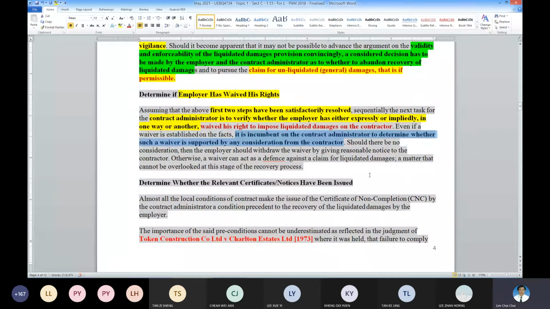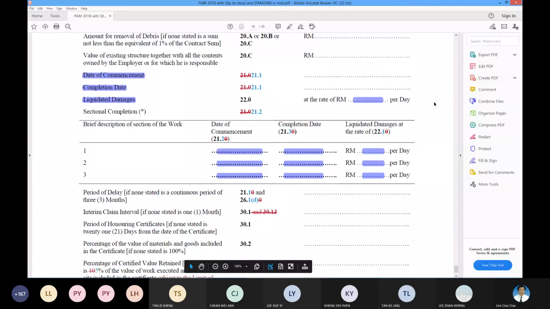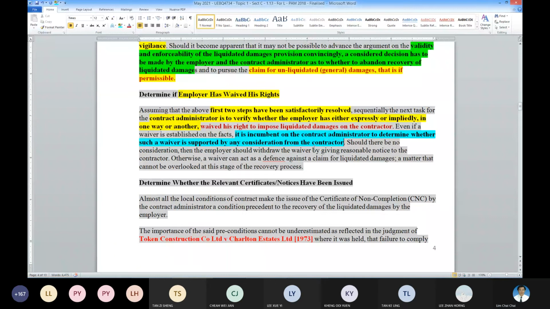So possibly there may be some appeal by the contractor to ask the employer to waive, or sometimes the contractor may raise that contractually your rights cannot be imposed because there is something defective in your document. For example, the document is defective without the amount and so on. So the employer should withdraw the waiver by notice. So all this depends in terms of legal sense.